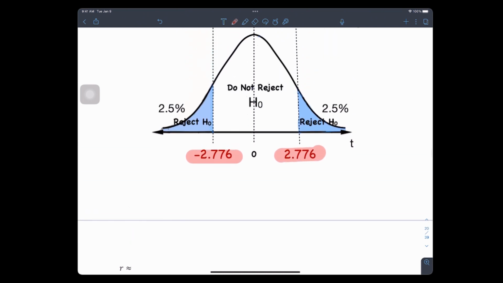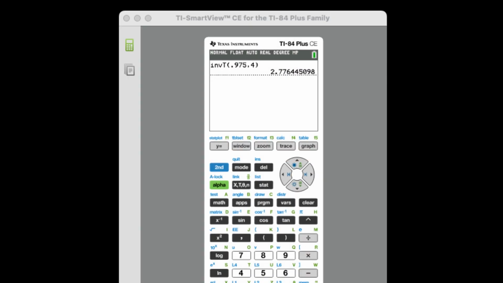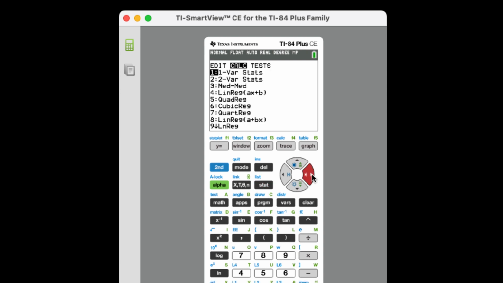Now, remember, what do we do now? To get all the information we need, we have to go to stat, test. There it is. Linear regression t-test. Okay, make sure it's on now 1 and now 2. It is. Two-tailed test. It is. Now hit calculate. Again, this is all the values we need.